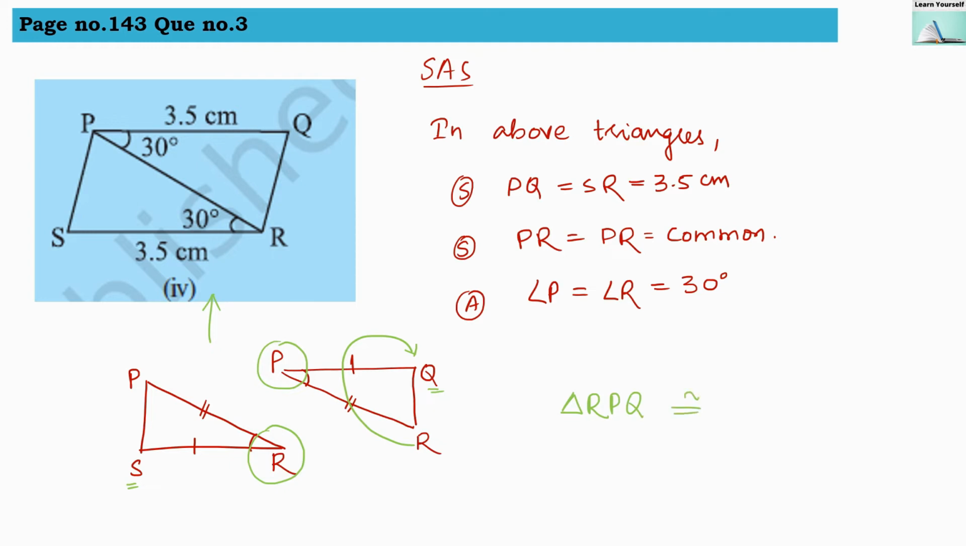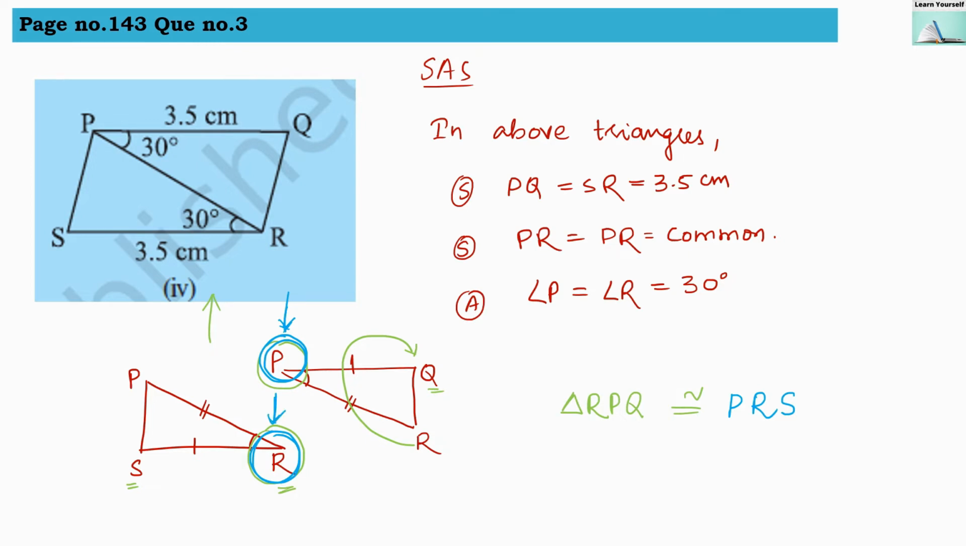It is in congruence with... Now, this P from the first triangle is in congruence with this R. So wherever the P is there, R has to come, and wherever the R is there, P has to come. And wherever the Q is there, S has to come. That is how we have written the name, because as the figure suggests, this P is in congruence with R. And this is a little tricky because PR is common in both of these triangles. So RPQ is in congruence with PRS, because here we have to check the angles, that this P is in congruence with R.